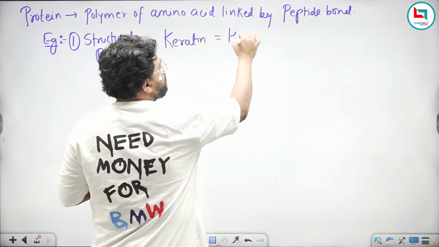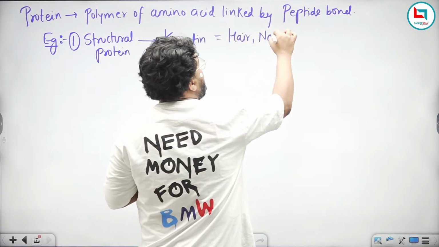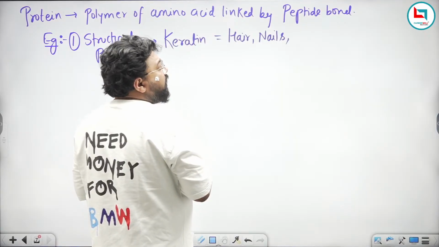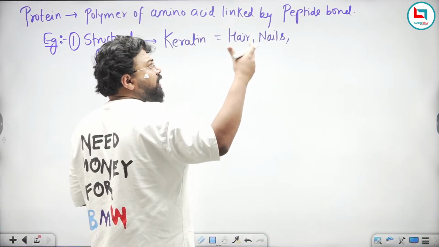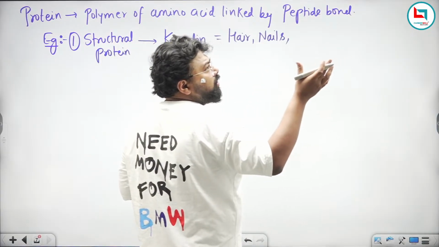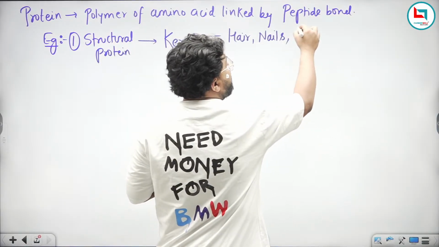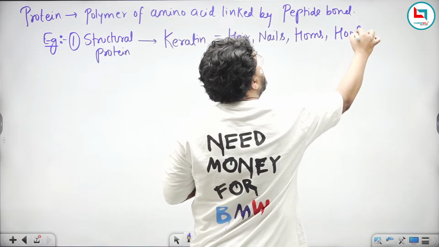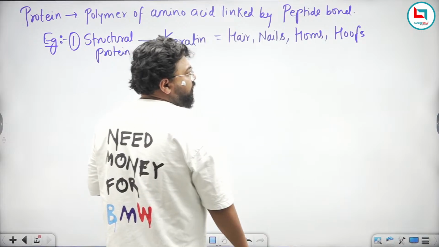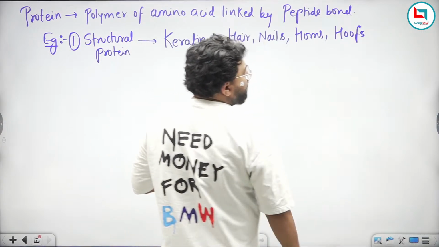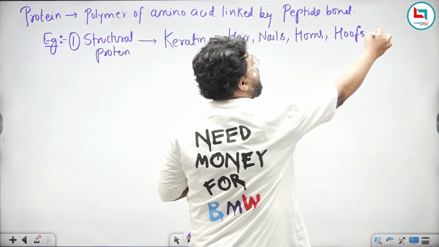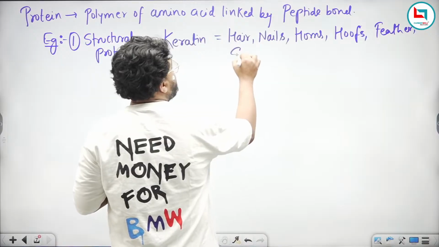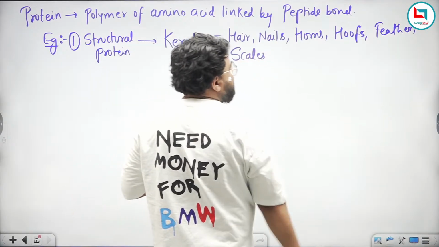It helps in the formation of hair and nails. In animals like cow, buffaloes, deer, reindeer, they form horns. In cow, they form the larger nail in the foot. These nails or toes are known as hooves. It also helps in the formation of feathers in birds, and scales in fishes and reptiles.